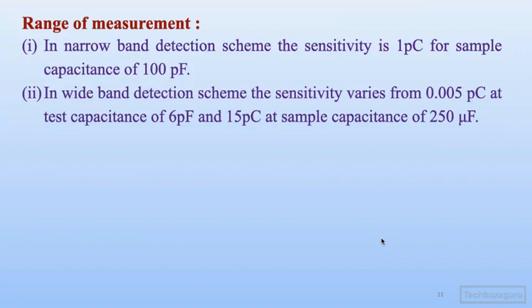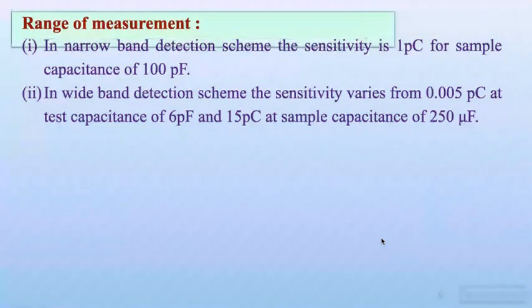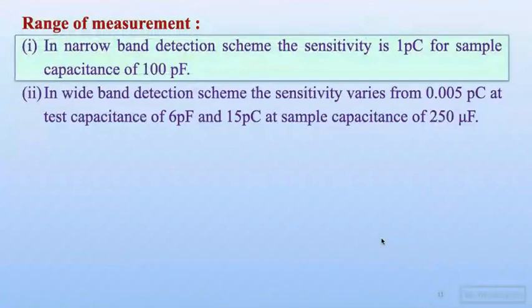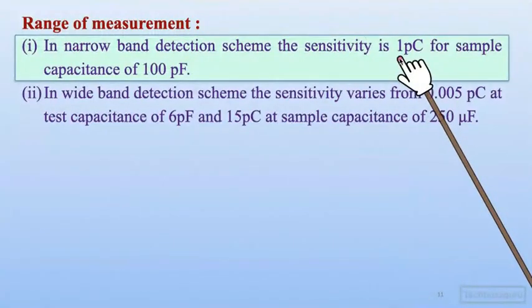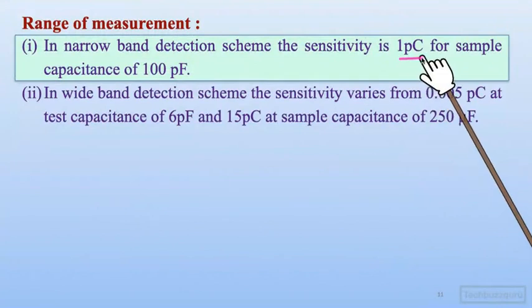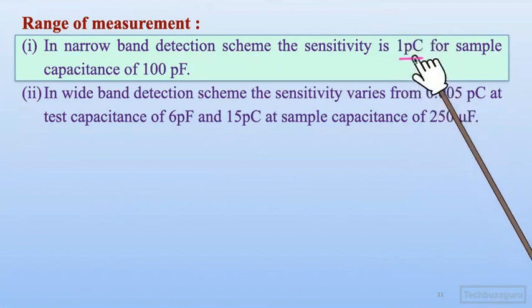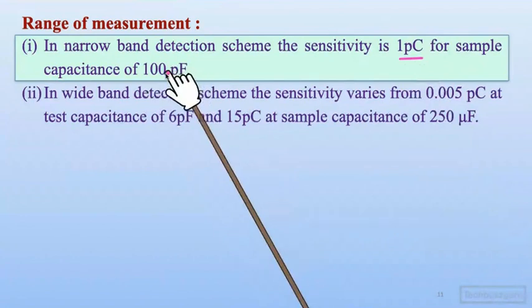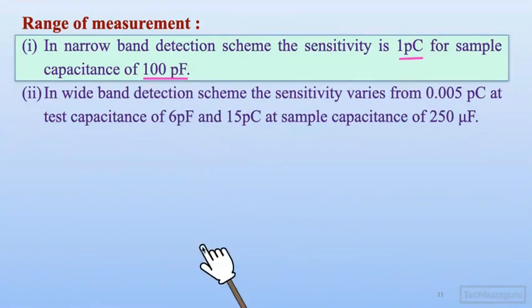Let us now move ahead and check the range of measurements. In a narrow band detection scheme for the straight detection method, the sensitivity is 1 picocoulomb for a sample capacitance of 100 picofarad. So you can see the sensitivity. Partial discharges can be measured with discharge values down to 1 picocoulomb. So very small discharges can be detected here. But of course, this is applicable for a sample capacitance of up to 100 picofarad.